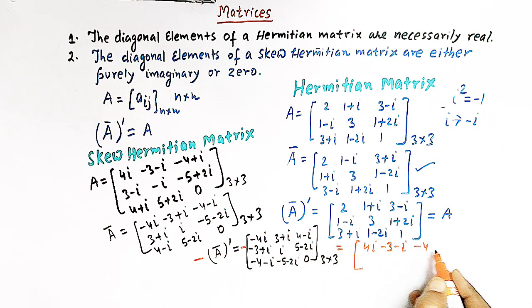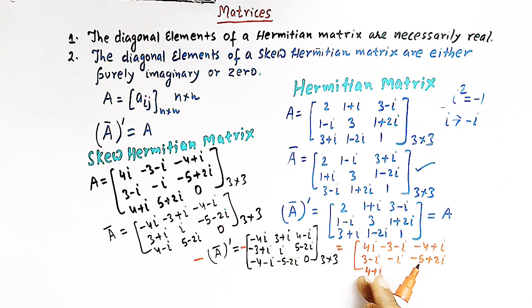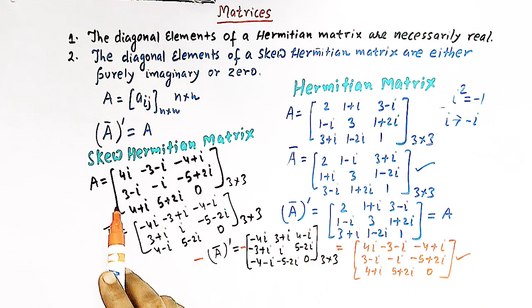then here we have minus 4 plus i, and then here we have plus 3 minus i, and then we have minus i, and here we have minus 5 plus 2i, and then here we have 4 plus i, and here we have 5 plus 2i, and here we have 0, and we can see that this matrix is equal to this one.